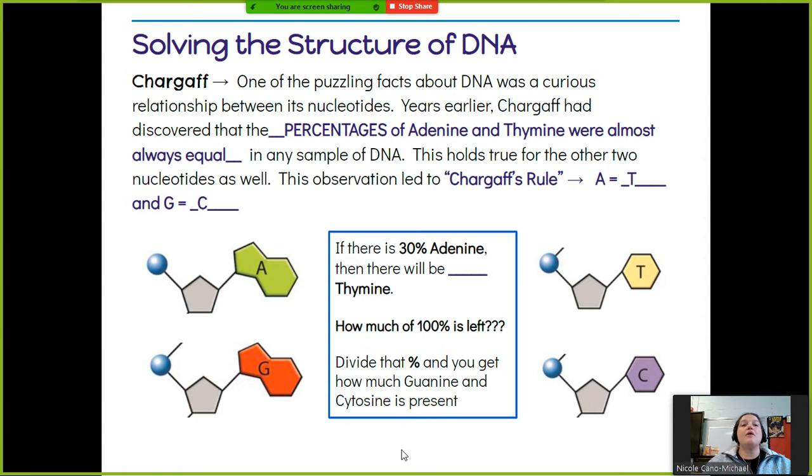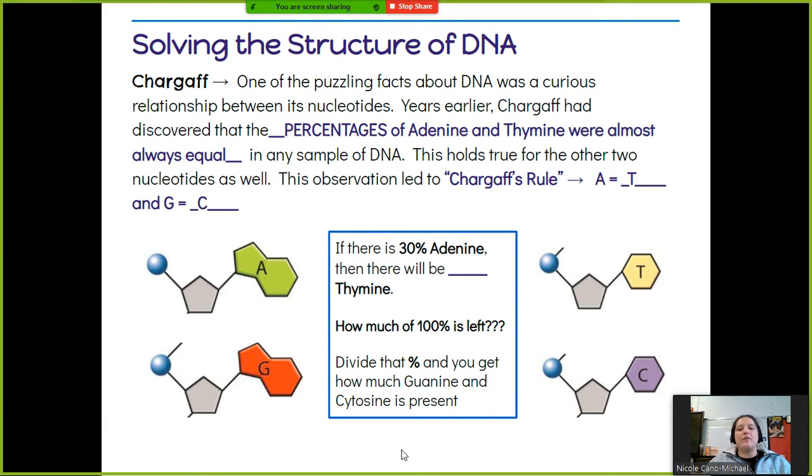Chargaff was one of the instrumental scientists in this. One thing that puzzled people about DNA was that it had a really funny relationship in the nucleotides. Chargaff discovered that the percentages of adenine and thymine were always almost equal in any sample of DNA. It did not matter if it was a chimpanzee or a bunny rabbit or an oak tree or even just a bacteria. If he took it apart and looked at it, the percentage of adenine and thymine were almost always exactly equal in any sample of DNA that he looked at.